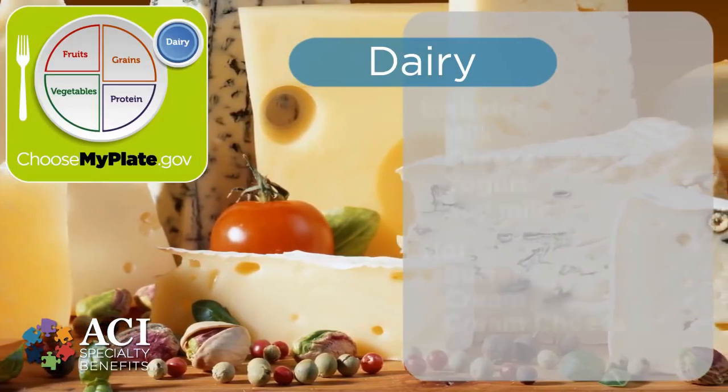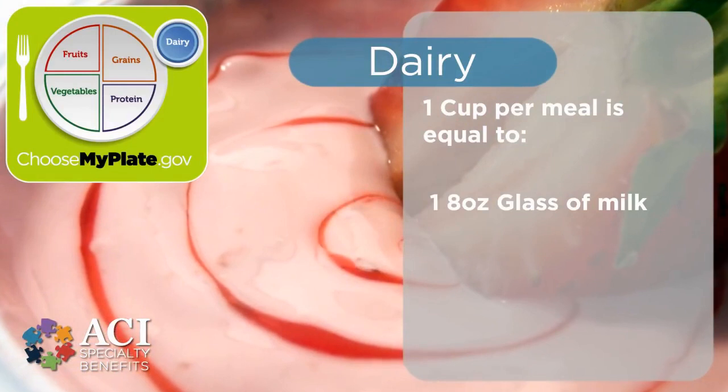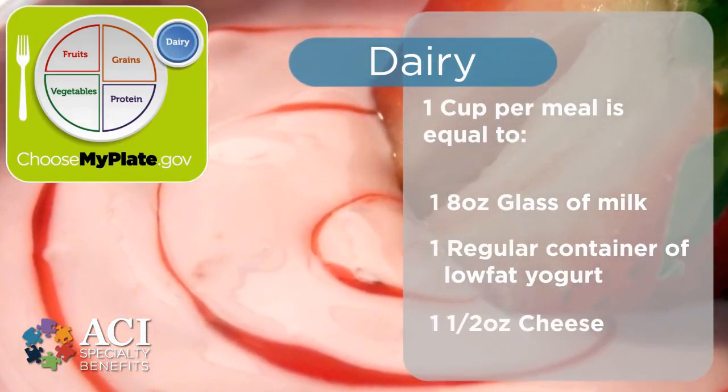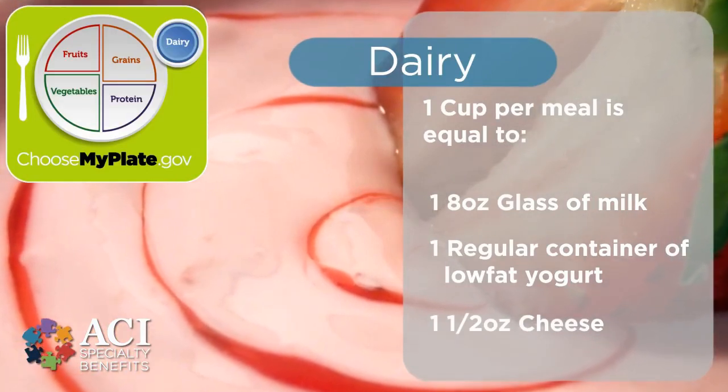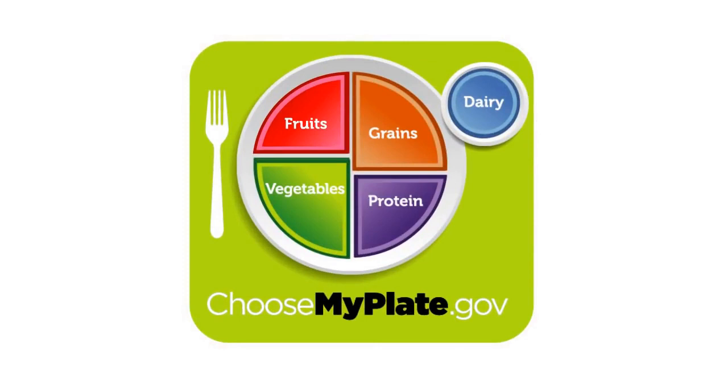It is important to try and eat around 1 cup per meal of low-fat dairy, which is equivalent to one 8-ounce glass of milk, 1 regular container of low-fat yogurt, or 1.5 ounces of hard cheese, to ensure the optimal health benefits. With the new Choose My Plate dietary guidelines, the delectable possibilities for nutritious meals are endless. Take what you've learned today and stock that fridge full of the best foods that your body needs.